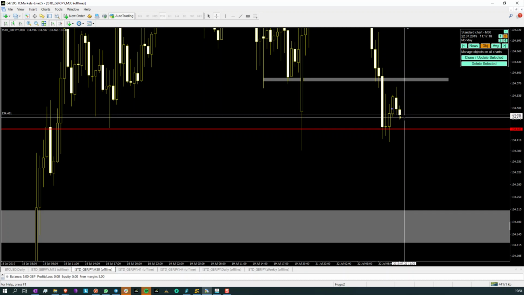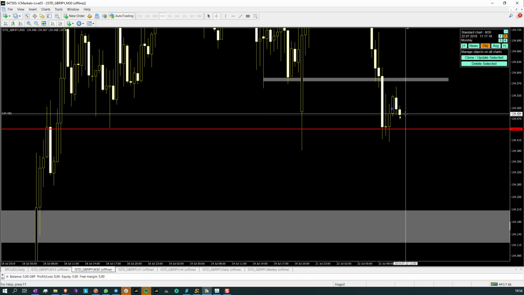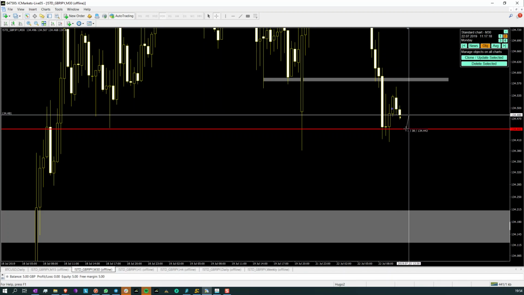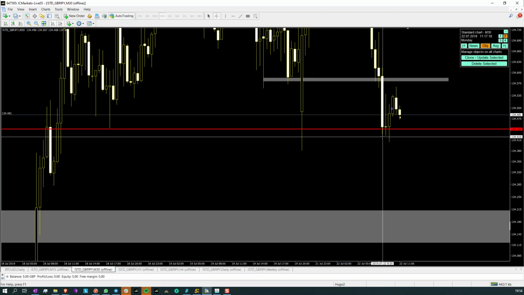I don't take a trade right now in this area, in the break of this low, because we don't have room to go. This is like 4 pips. This is nothing. But if we come down and we break those weeks here, we have some room to go.